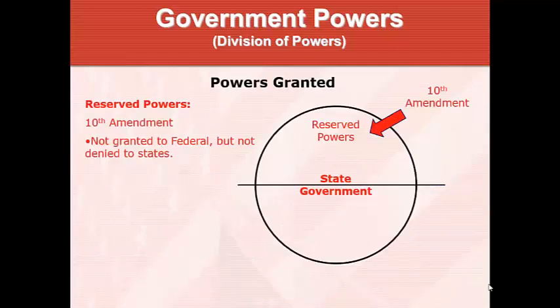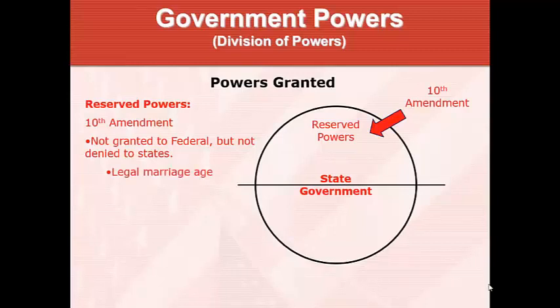So now let's talk about the state government. As I said earlier, the 10th Amendment says that powers are reserved to the states that are not allocated specifically to the federal government and that are also not denied to the states. So these in-between powers are typically allocated to the state government. We call those reserved powers.